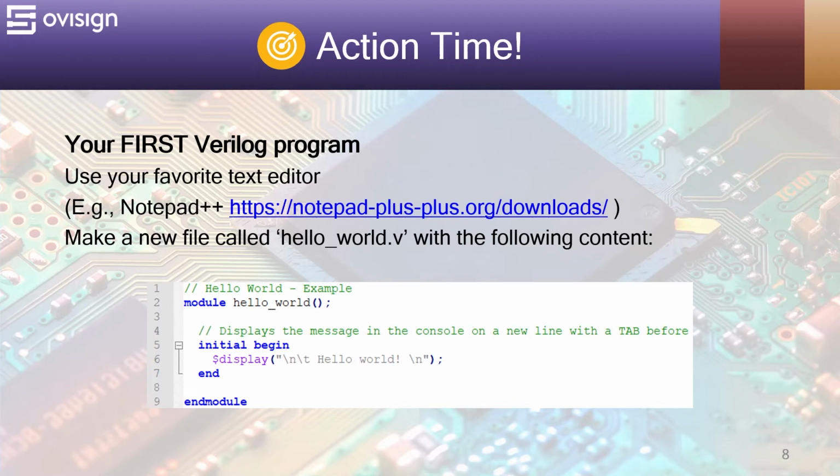And now it's action time! You are going to do your first Verilog program. For this, you need a text editor. I prefer using Notepad++. You can download it from the following link. After you have a text editor, please make a new file called helloworld.v with the following content.